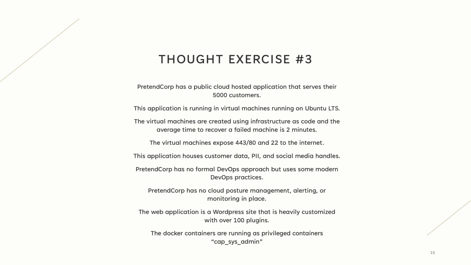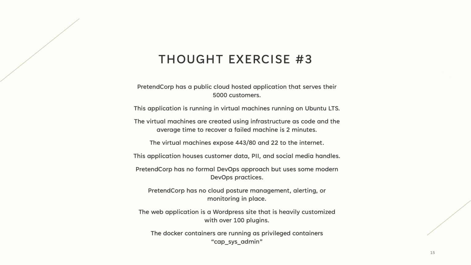443 and 80 are exposed, but also 22. So SSH is exposed to the entire world. The application has customer data, PII, and social media handles. So the people they're view-botting for, they've got their handles there. They have a DevOps approach. As we can see, they're doing some infrastructure as code stuff, but it's not formalized, so there are no pipelines, no place where we can inject on-demand security scans and stuff like that.